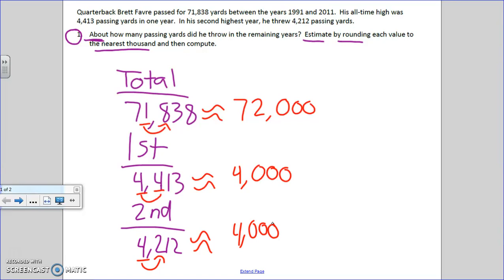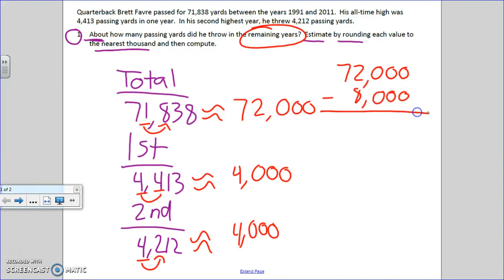Now, it says I need to compute. I need to find how much he threw in the remaining years. So I know my total, the total yards he threw in his whole career. I know 2 years. If I add those 2 years, I'm going to get 8,000. Now, you may ask, why am I subtracting and not adding? If I added, he would have more total yards. That can't be possible. The greatest number he can have is this number right here, 72,000.